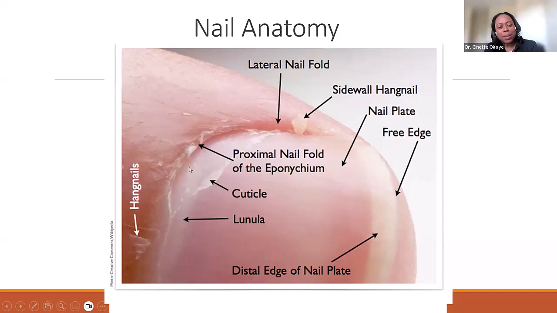I thought this was a nice picture of what the cuticle really is. It's this really thin sheet that's going from here all the way down to the proximal nail fold and wrapping under the proximal nail fold.